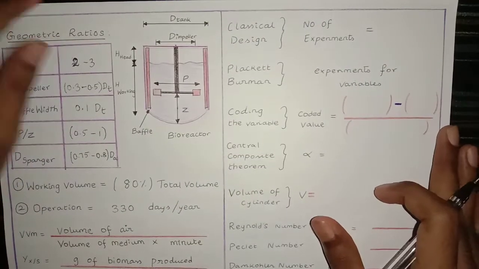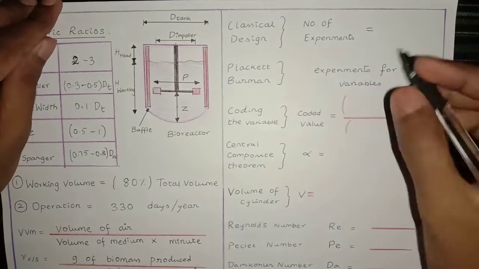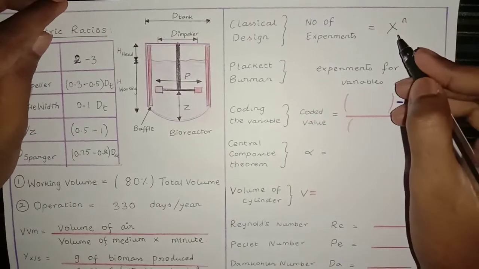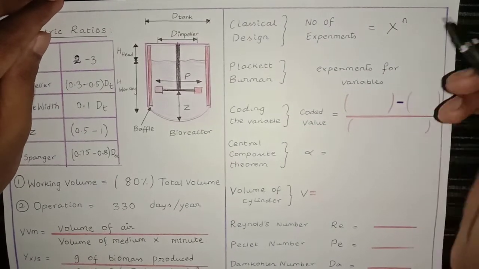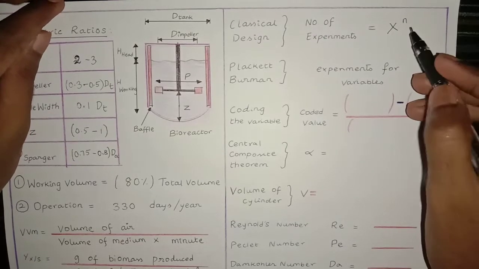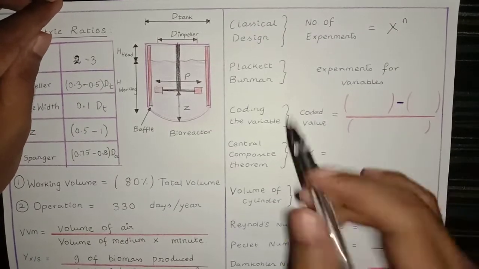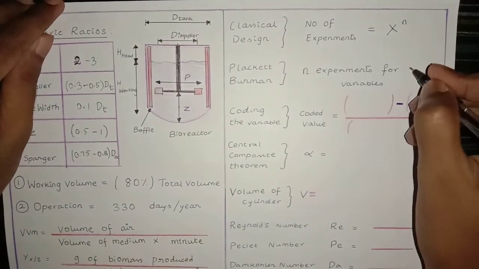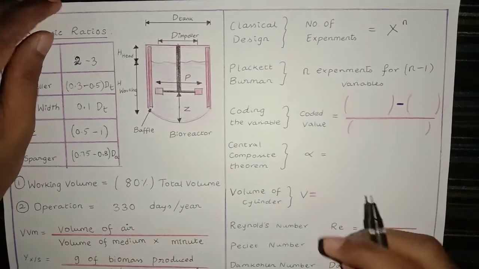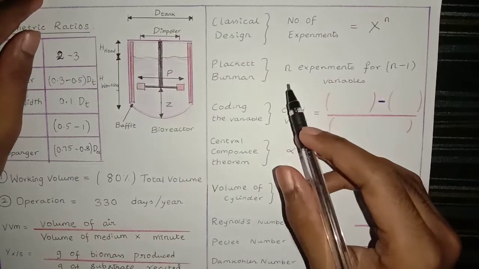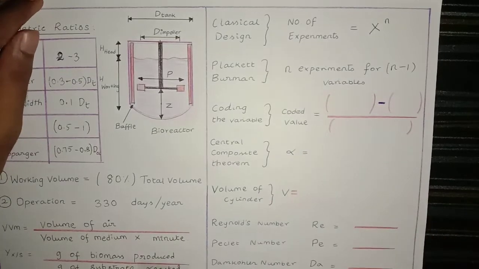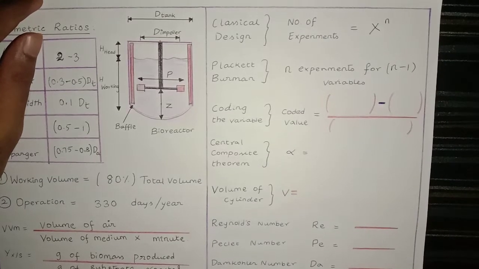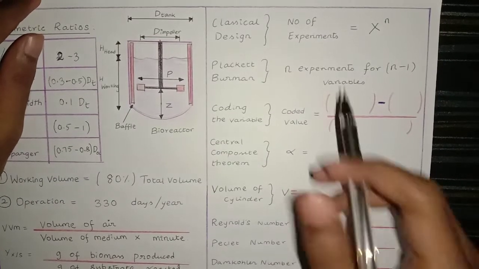Next, we have design. In classical design, the number of experiments is given by x raised to the power n, where x is the number of levels, say low, medium, high, and n is the number of variables. In Plackett-Burman design, we do n experiments for n minus 1 variables. Here n is a multiple of 4, say we start with 8, 12, 16, 20, etc. If n is not a multiple of 4, we include a dummy variable to satisfy this condition.